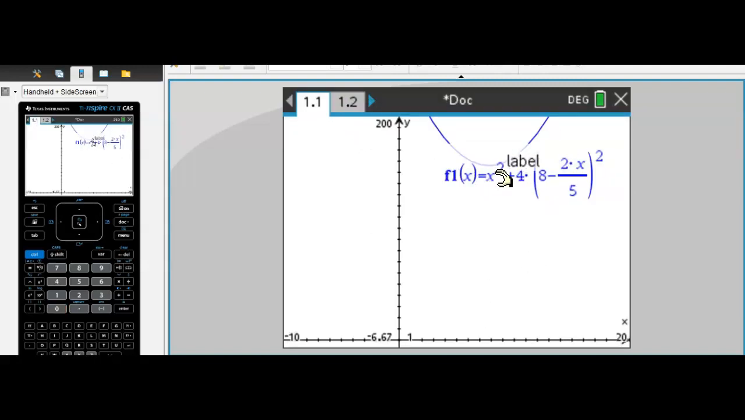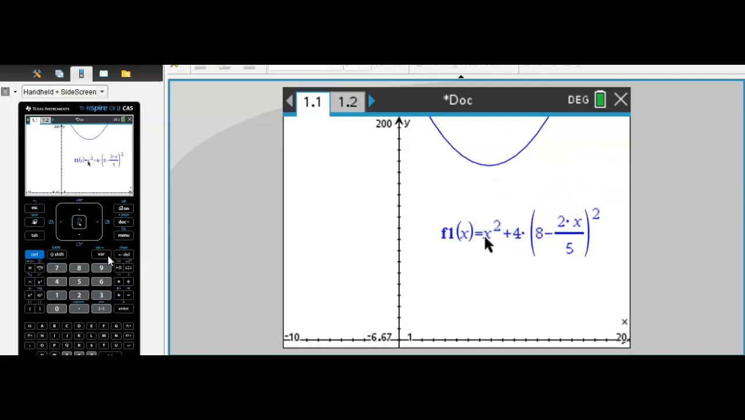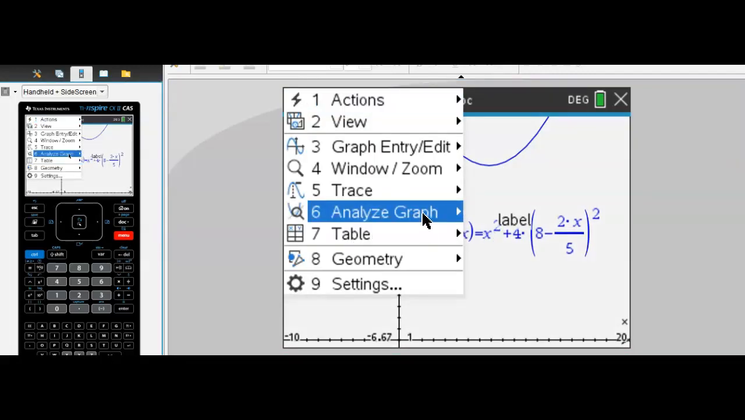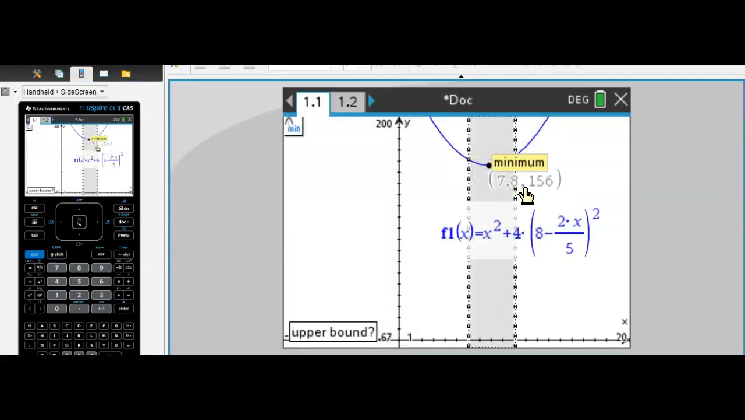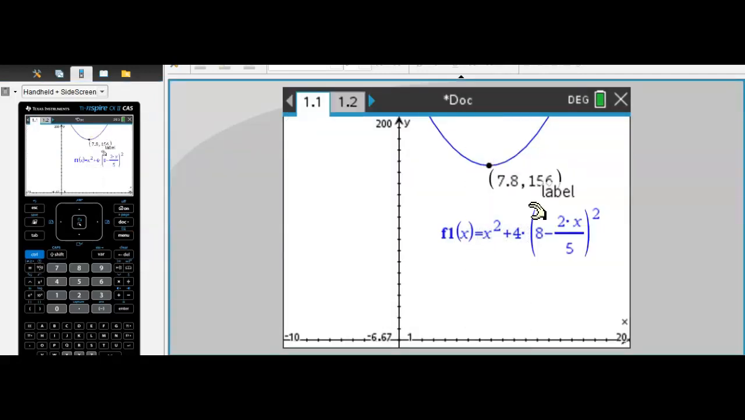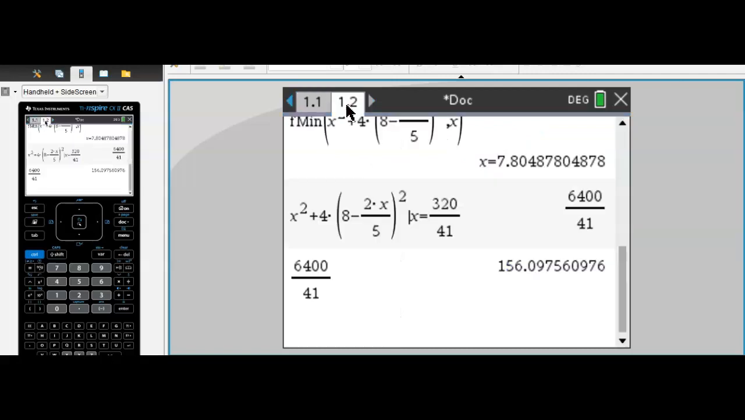All right, so now we can actually see the graph. You can do the minimum here if you like. So analyze graph, minimum, go to the left and to the right, and there you can find your minimum as well. See how it rounds it? So it's probably a good idea to take this value, okay? Otherwise it's giving you a rounded value, which might not always be the best thing to do, reading it from your graph as opposed to this screen. Okay, let's go back to the question.